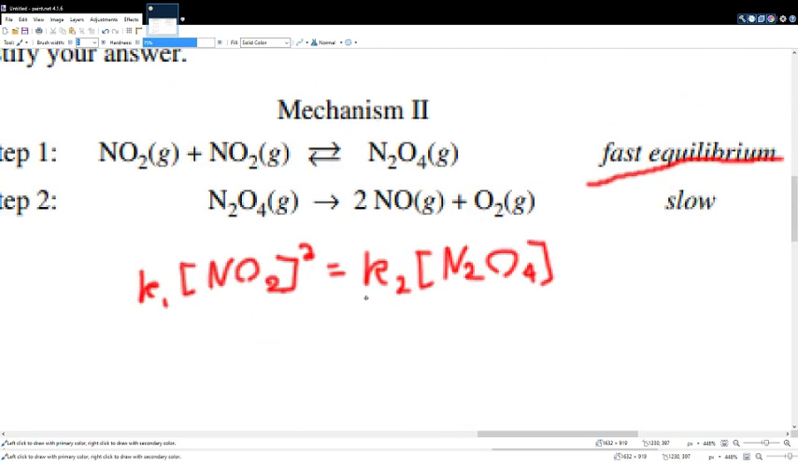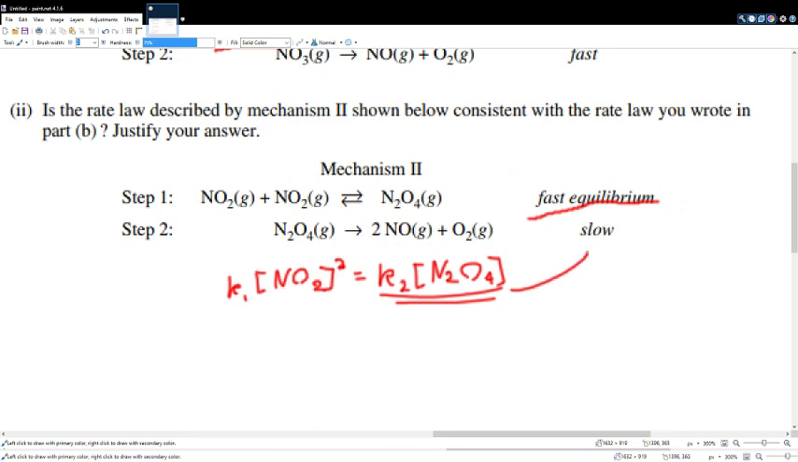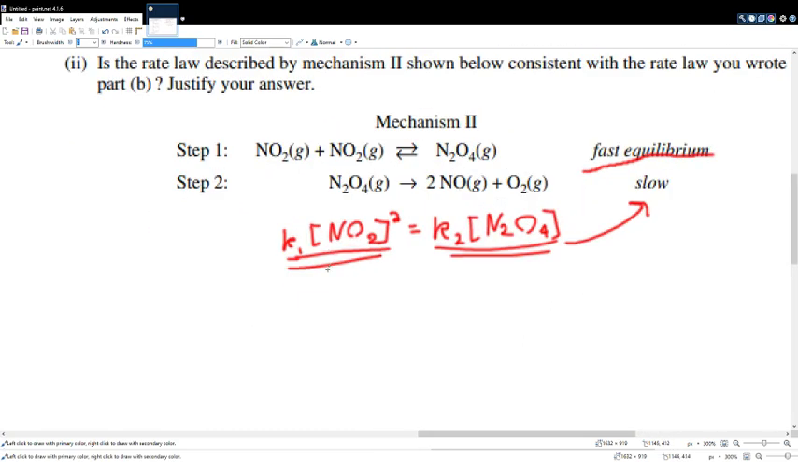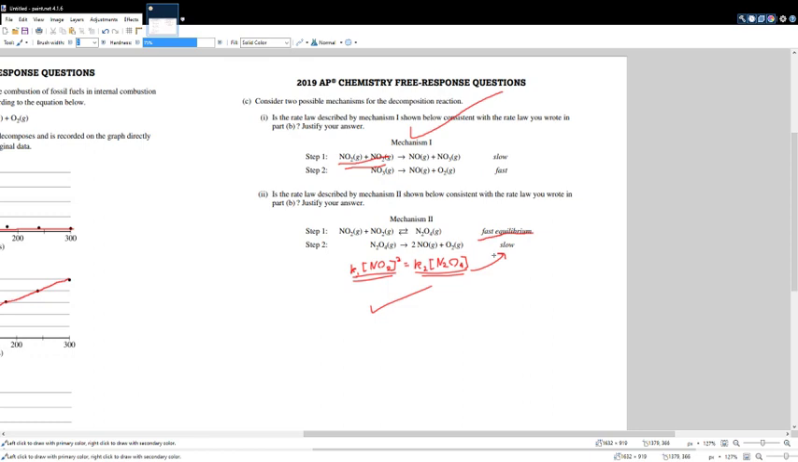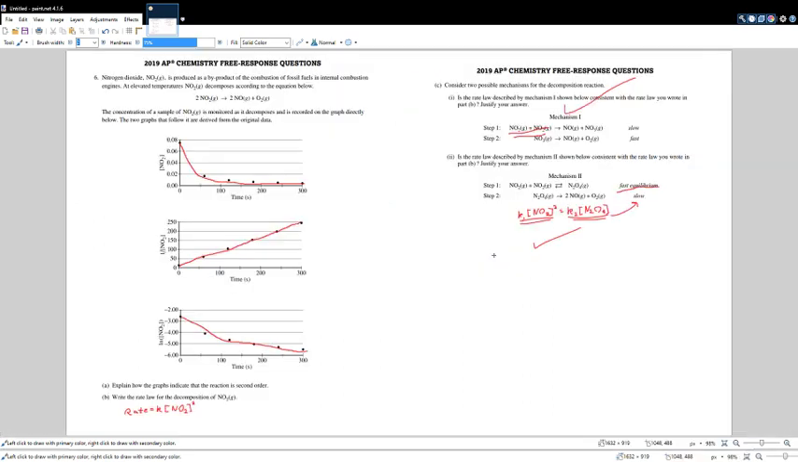So although this is the rate of the slow step, that also equals this in equilibrium, and the system reaches equilibrium very quickly. So this will quickly become true. And this is obviously consistent with part B. So yes, that one also checks out. Explain how the two rates will equal each other at fast equilibrium, and that's why you substitute that term in for the slow step. That's why it's consistent. And that's it for part 6.